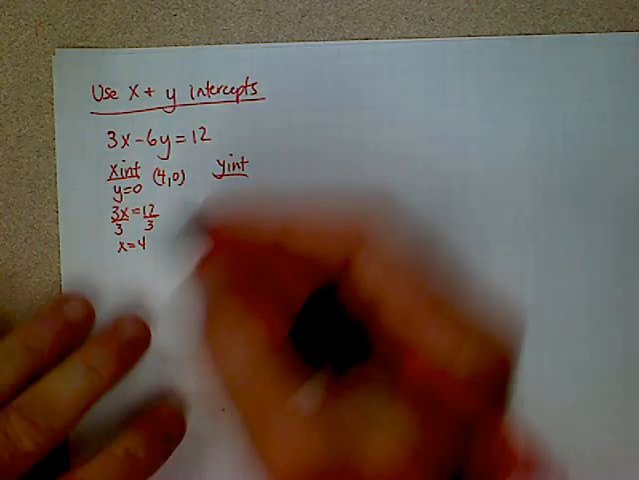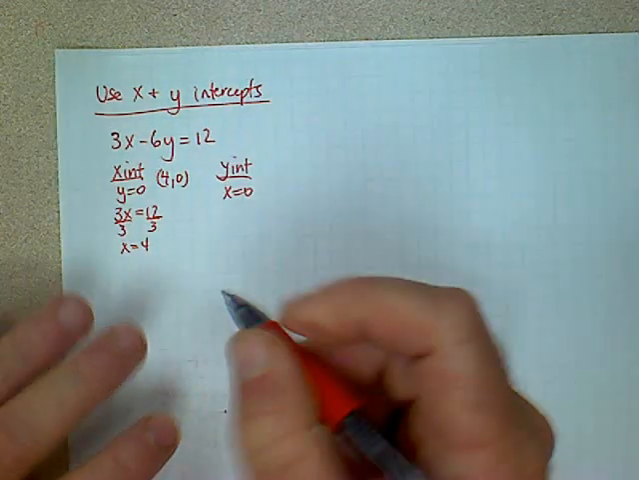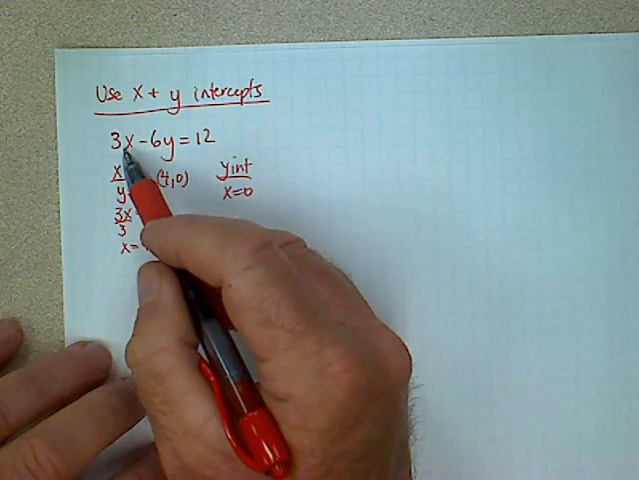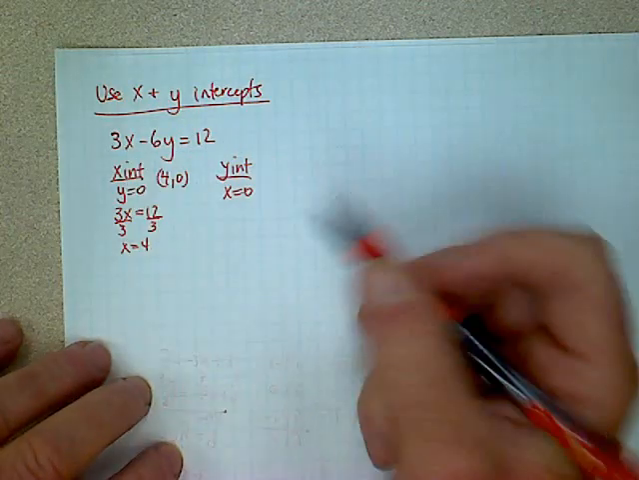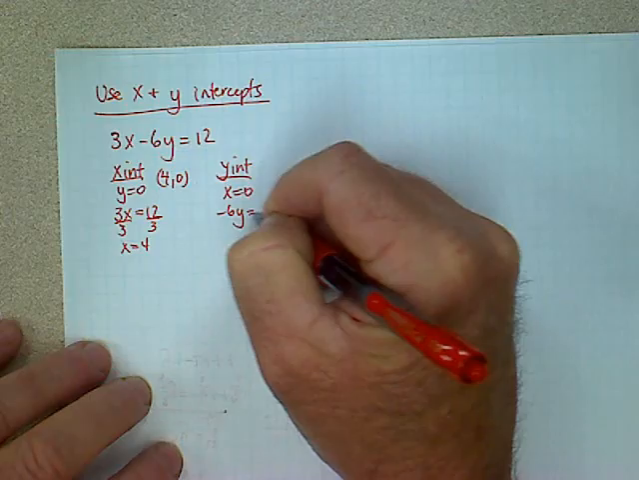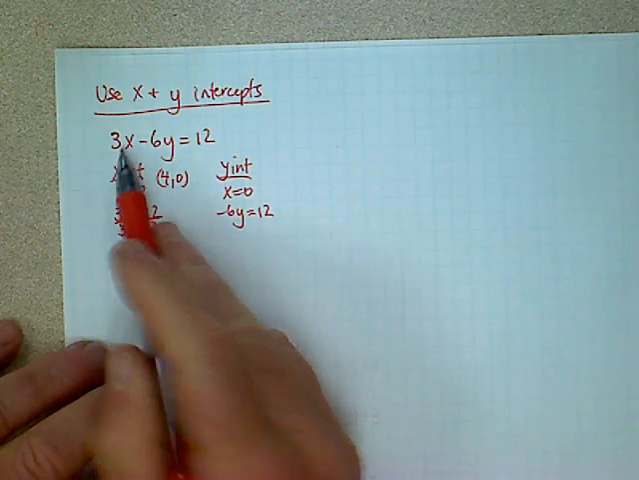Now your y-intercept comes from when x is 0. So you're going to take 0, put it in as x. 3 times 0 is 0. So you'll have negative 6y equals 12 then, if this part is 0.